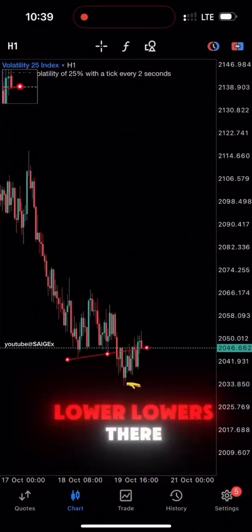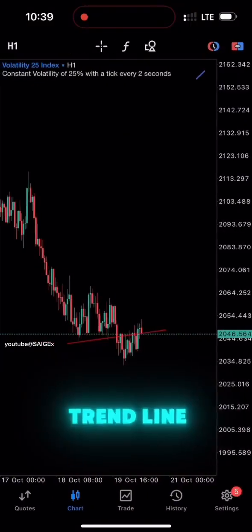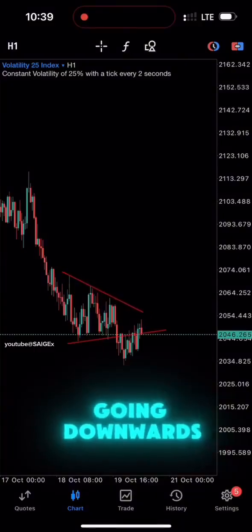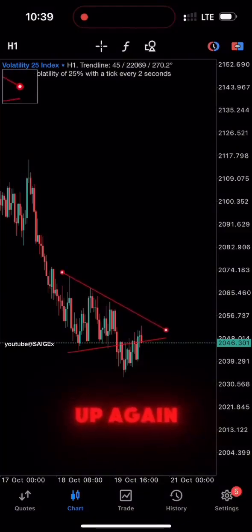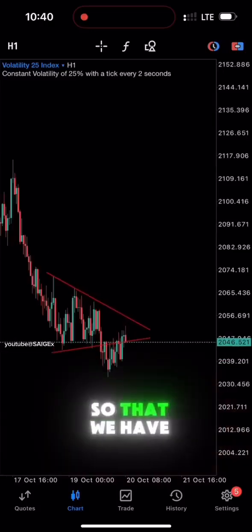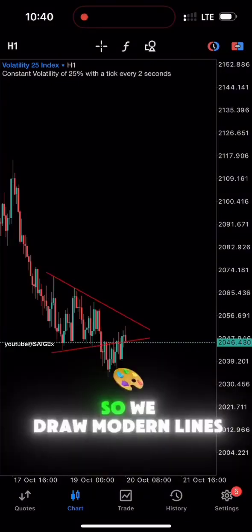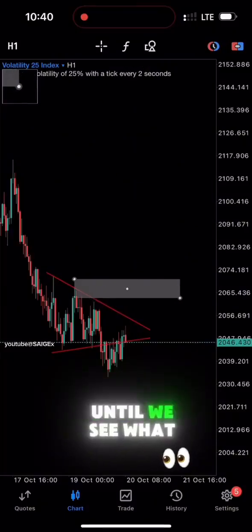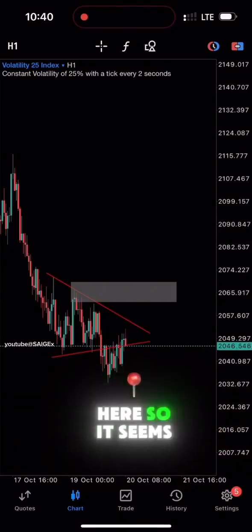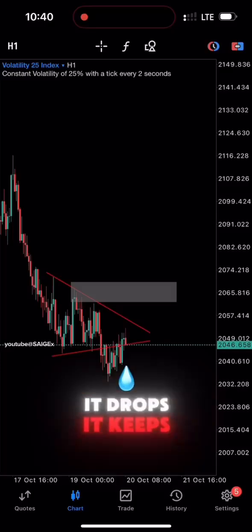By putting our lower lows there, our bottom trend line, and then our upper trend line, we have some sort of triangle, right? And the price seems to have made a break going downwards, and then it came back up again. So it seems it's trying to go up since it failed to keep going down. So we have something there, but we are not sure, but we have something to hold on to. So we draw more trend lines again, until we see what we're working up against. So here, it seems it might go up there. If it doesn't, well, it drops, it keeps going downwards.